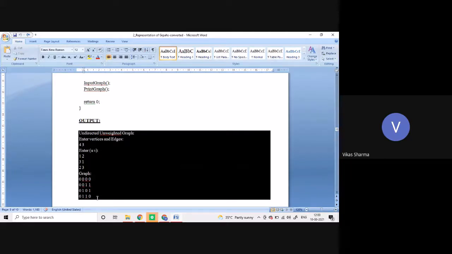So we are changing the values of u and v and getting the adjacency matrix. So this is the end of experiment number 2. Thank you very much.